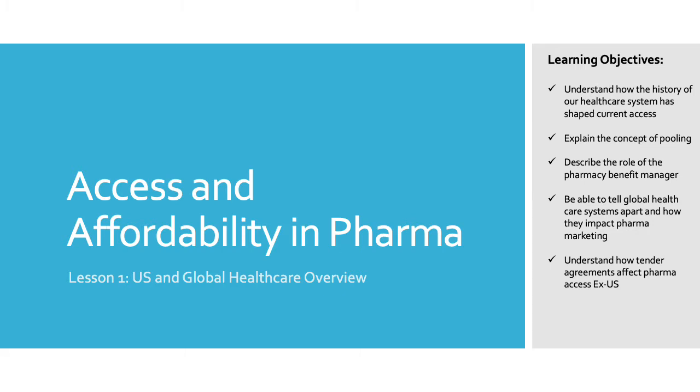At the end of this section, you're going to be able to understand how the history of our healthcare system has shaped current access. You'll be able to explain the concept of pooling, which is incredibly important to understand health in our country and others. Describe the role of the pharmacy benefit manager, be able to tell global healthcare systems apart and how they impact pharma marketing, and understand how tender agreements affect pharma access ex US. So let's get started.